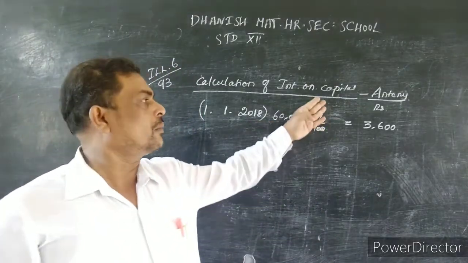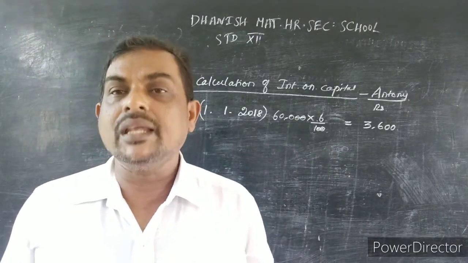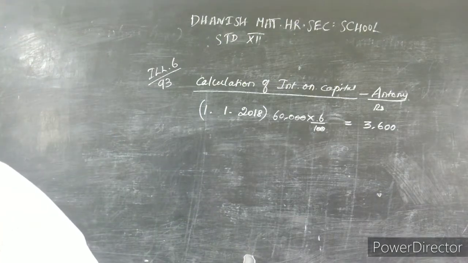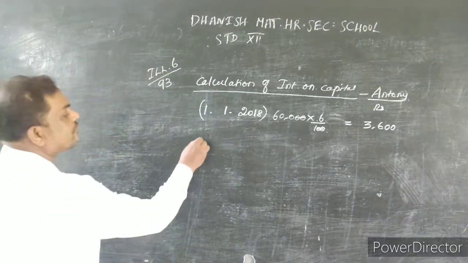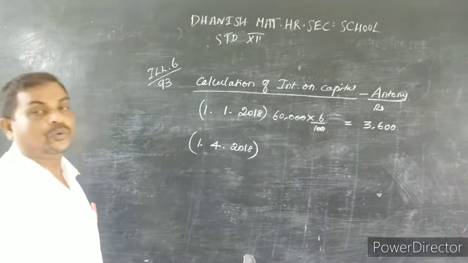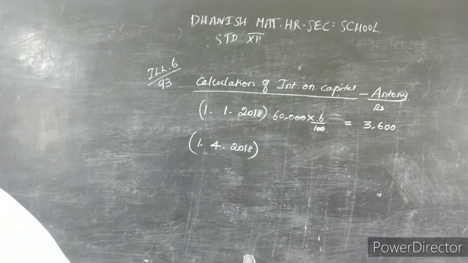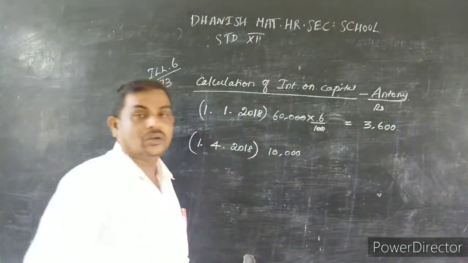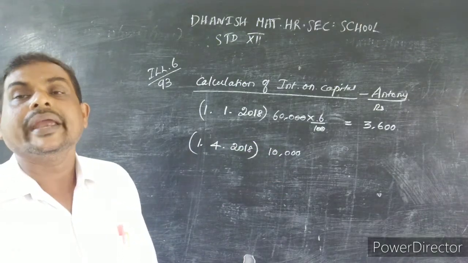The same Antony, during the same year 2018, contributed an additional capital of rupees 10,000. On which date? On 1st April 2018 he contributed some more capital, rupees 10,000. For this we have to find out interest.